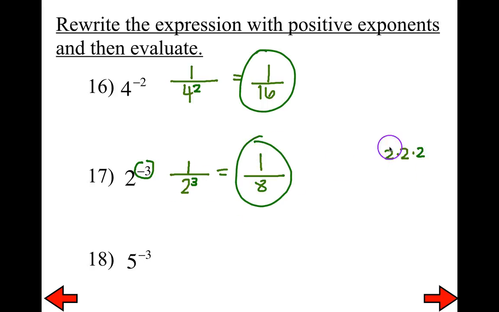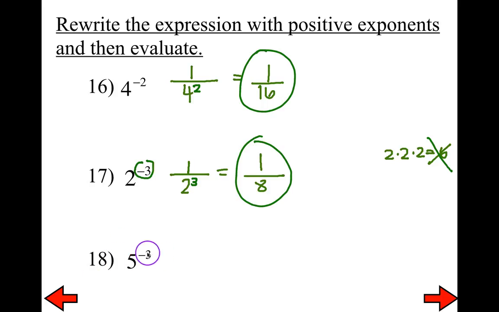Again, the most common mistake is some students are going to say this is 6, and that is wrong. So be very careful that you don't make that mistake. Multiply it out. 2 times 2 is 4. 4 times 2 is 8. So again, if you're ever in doubt, just totally multiply the numbers out, and that should clarify things for you.